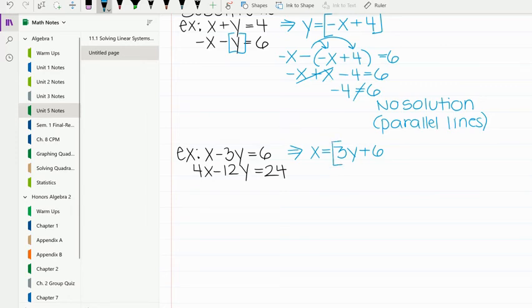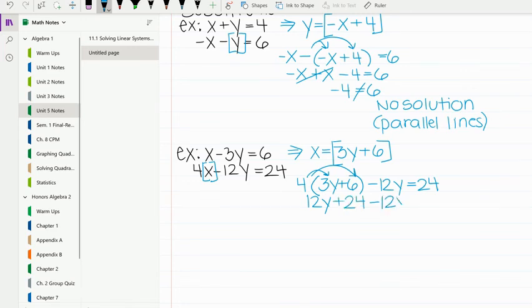Now I have this entire thing is equal to x, so I need to plug it into the other equation for x. So just like we did before, I need parentheses. So it's going to be 4 times, this would become 3y plus 6, because that's my new x value, minus 12y equals 24. So I have 4 times 3y, which is 12y, 4 times 6, which is 24. Then I have minus 12y equals 24. So the 12y and negative 12y cancel out, and I end up getting 24 equals 24.